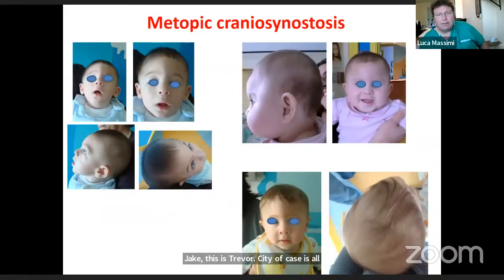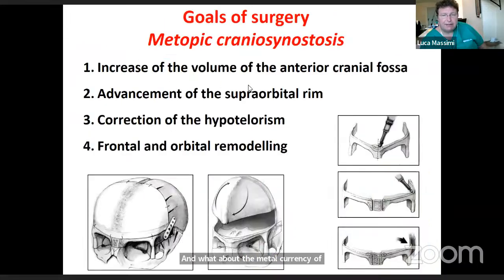What about the metopic craniosynostosis? The principles, the goal of the treatment in this case, is to increase the volume of the anterior cranial fossa, to advance the supraorbital rim, to correct the hypotelorism, and to reshape the forehead and orbits.